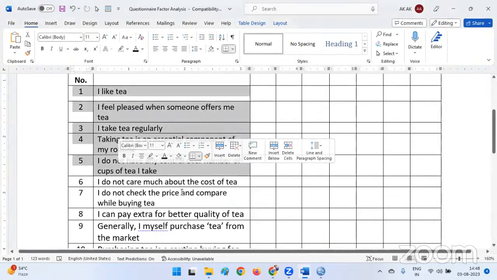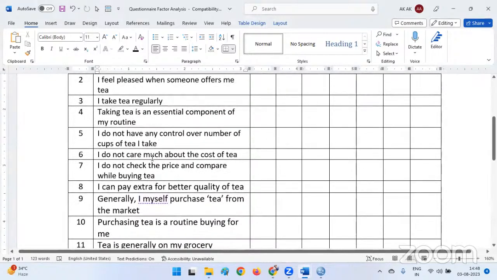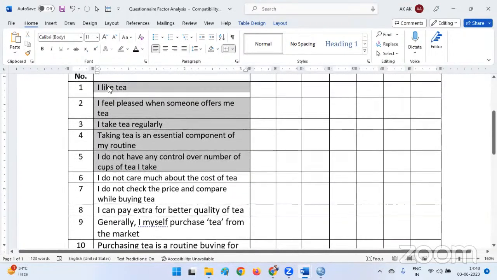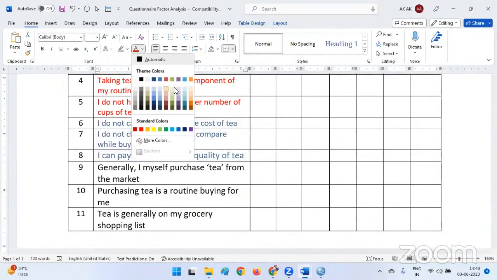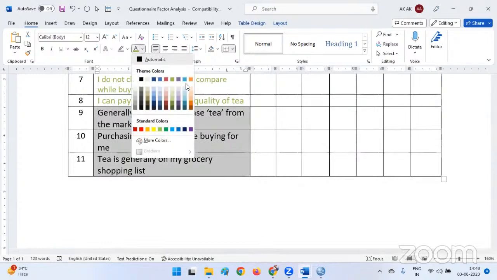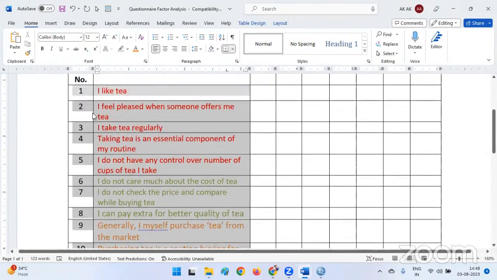So I can put these 5 in one basket, though I'm not doing it. The data will do it for me, so I need not worry about that. I do not care much about the cost of tea. So cost, price, and paying extra, somewhere these 4 are related to each other. Somewhere these 3 are related to each other. I don't know what will happen with the data. Generally, this is basically related to purchase.